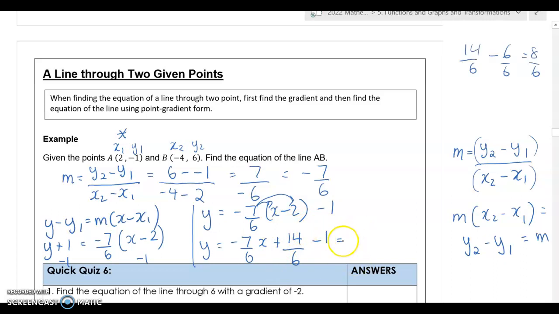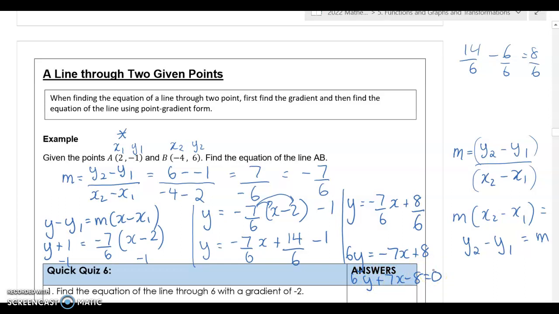Let's group together our 14 over 6 minus 1, and I might just go onto a new line here because we're running out of space. That will give us that y is equal to minus 7 over 6 x plus 8 over 6. Now we could multiply through by 6 to neaten that equation up and get it into a general form if we liked. We could leave it like that, but if I multiplied everything by 6, I end up with 6y equal to minus 7x plus 8. If I pop that into general form, I'd end up with 6y plus 7x minus 8 equals 0.